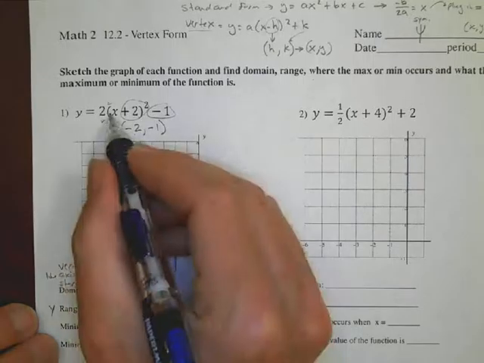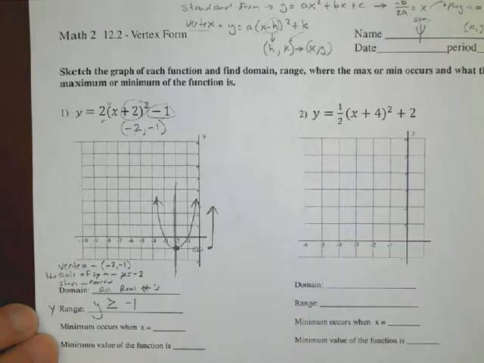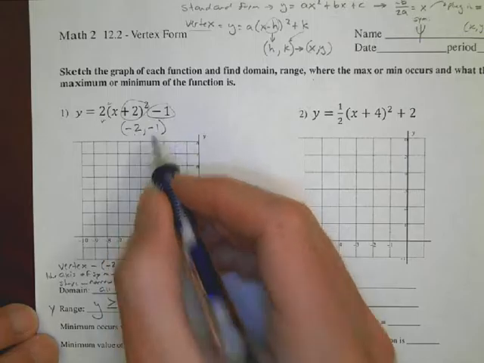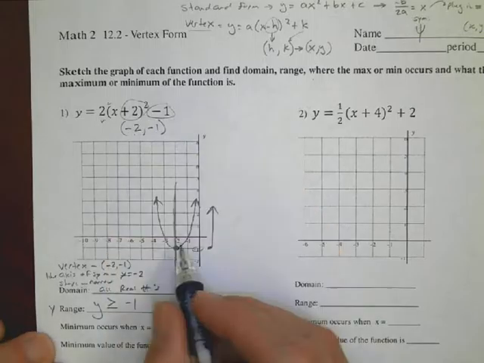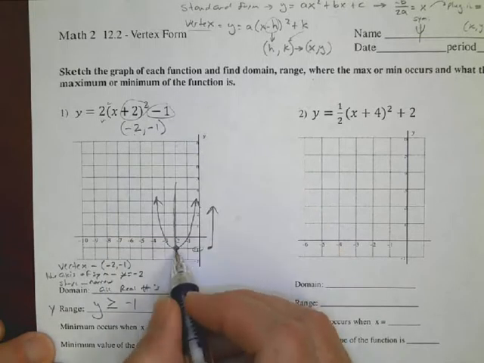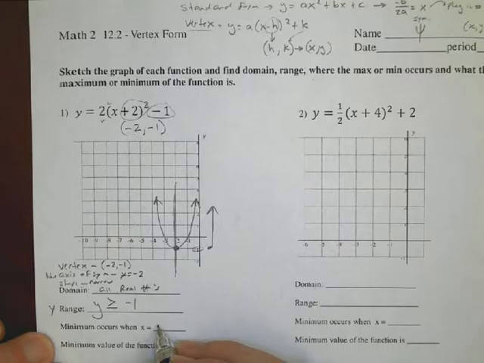If it's a negative, like you might have, don't have it in this front page here, it'd be less than or equal to. And then we just look at the y value of the vertex. The minimum occurs when x equals negative 2. And the minimum value of the function, that's going to be the minimum y value essentially, is going to be at negative 1.